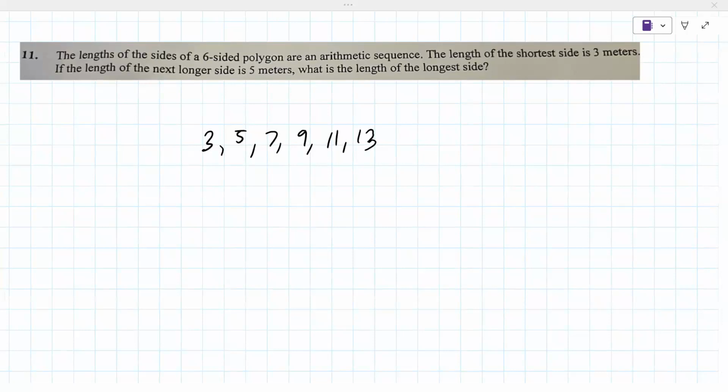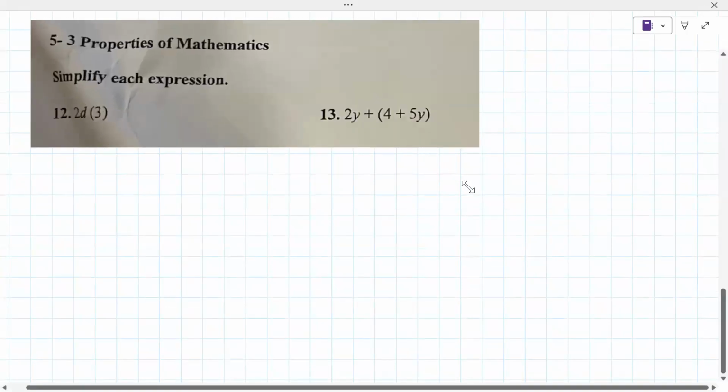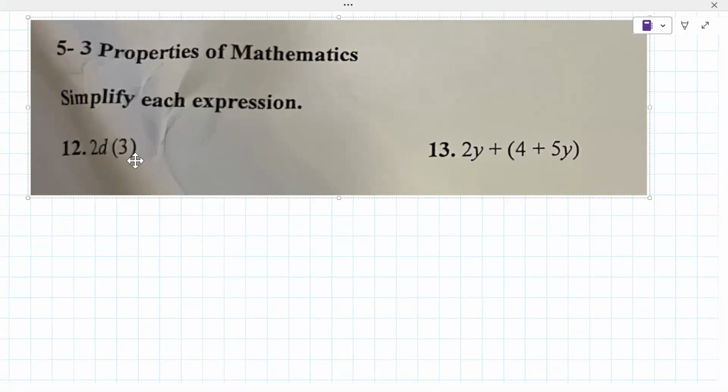All right, I guess we can just do this review where we're going through all the questions again. And if I see a reason to do an additional one, we can do that. So this is 2 times d times 3. Whenever they're squeezed together like this, they're multiplying. So what does that become? That equals 60. Good.